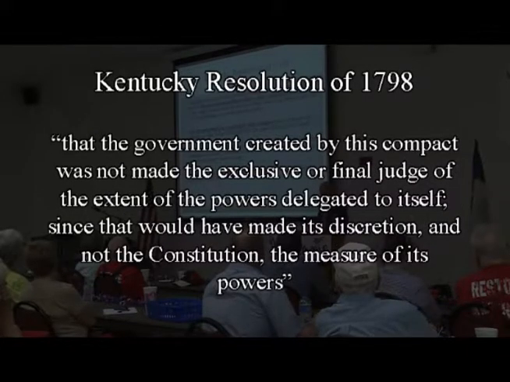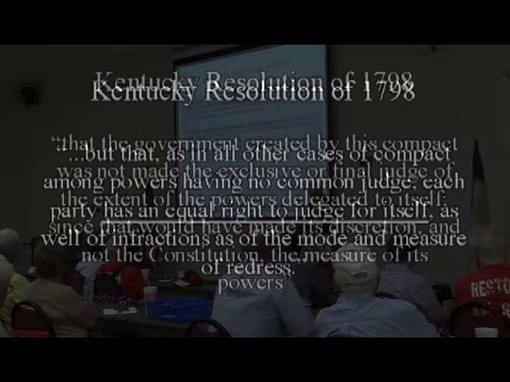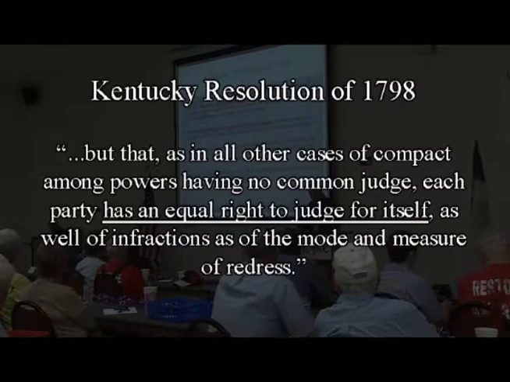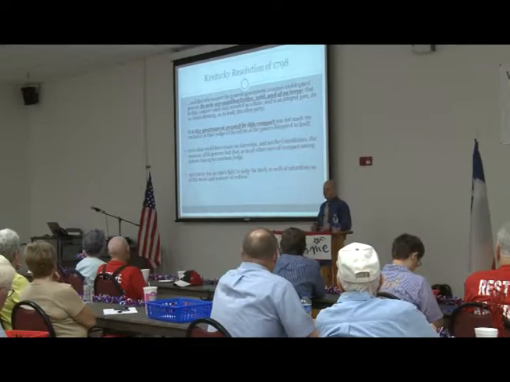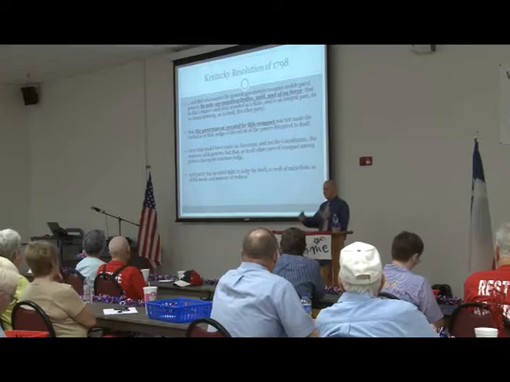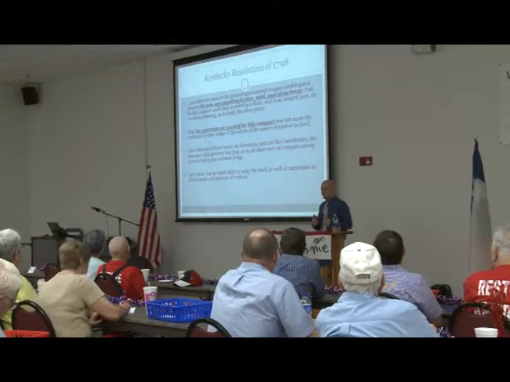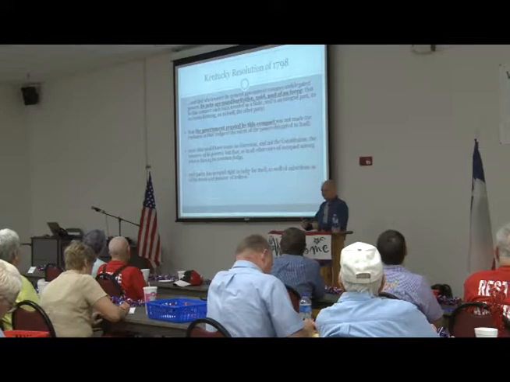That the government created by this compact was not made the exclusive or final judge of the extent of the powers delegated to itself, since that would have made its discretion, and not the Constitution, the measure of its powers. So that's right there. But that, as in all cases of compact among parties having no common judge, each party has an equal right to judge for itself, as well of infractions as of the mode and measure of redress. It just says it right there. The states have the final authority, the states and the people, to say when the government has infringed on the powers that they expressly delegated to it.